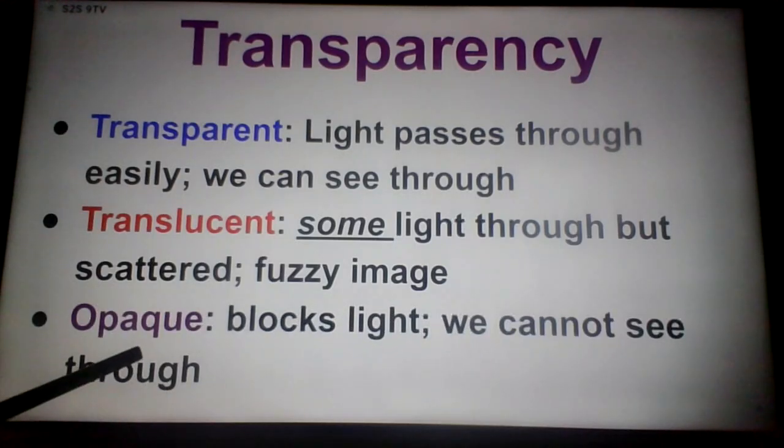Now, things that block light completely are called opaque. We can't see through those things. We can't see through the wall. We need a window in the wall or some kind of opening in order to see through.